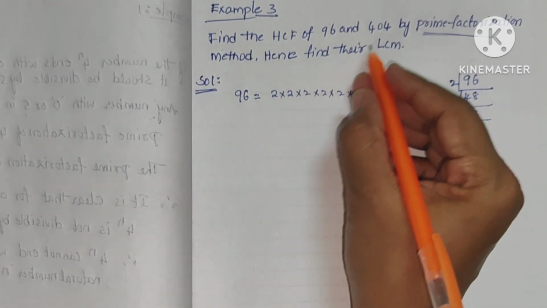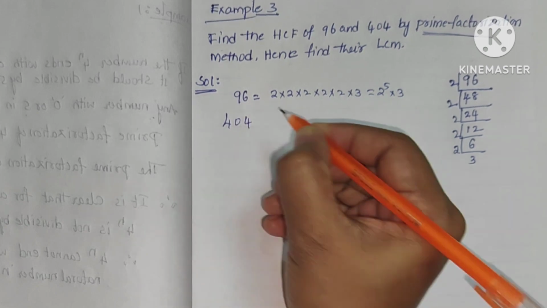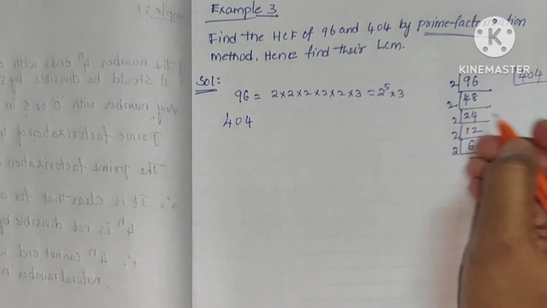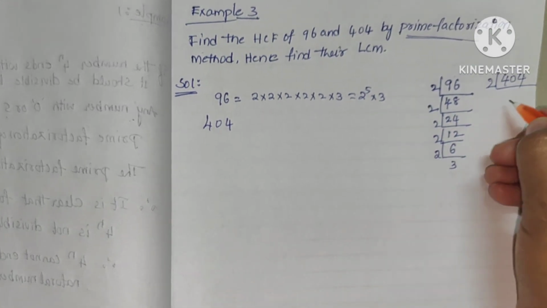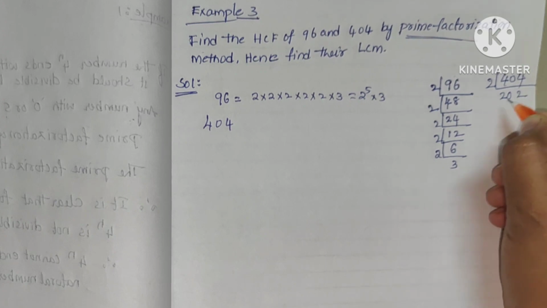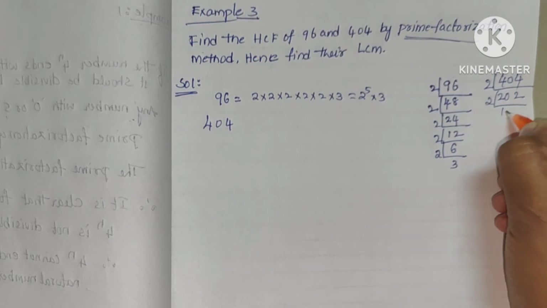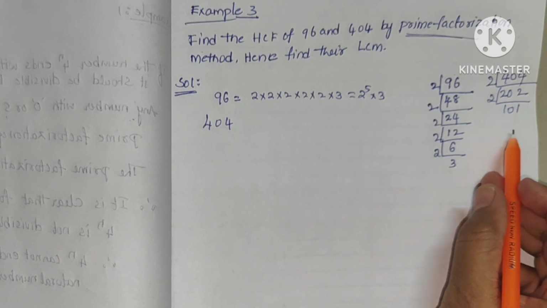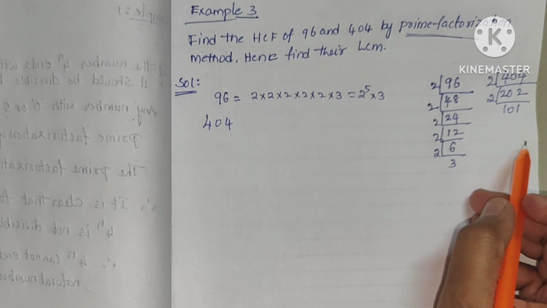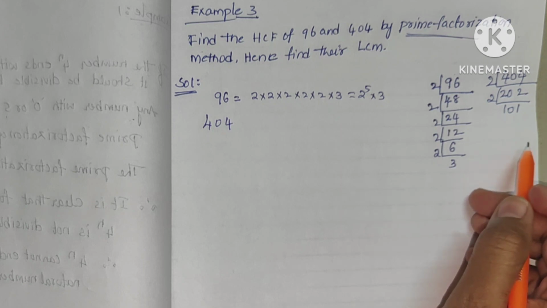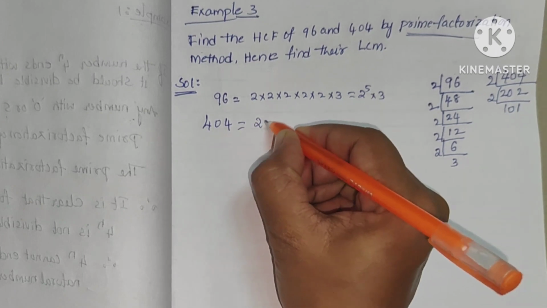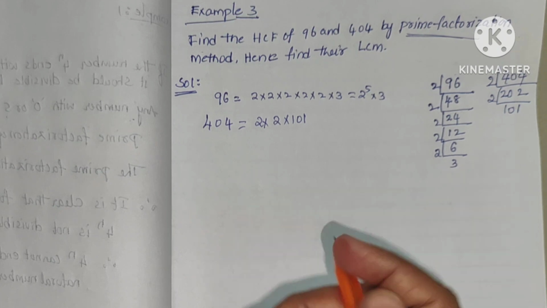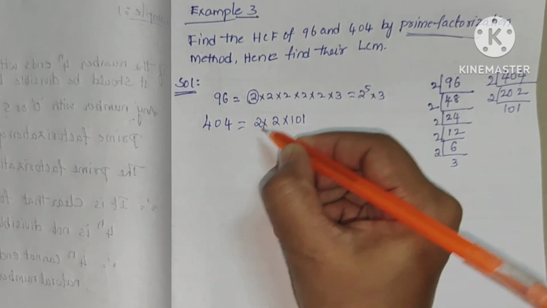Okay, and the next number, 404. First prime number is 2 only, na? So 2 2s, 0, 2 2s. Again 2 1s, 0, 2 1s. Okay, so here 101 is a prime number. 101 is the least 3-digit prime number. So 2 into 101. Okay, so first circle the common factors.